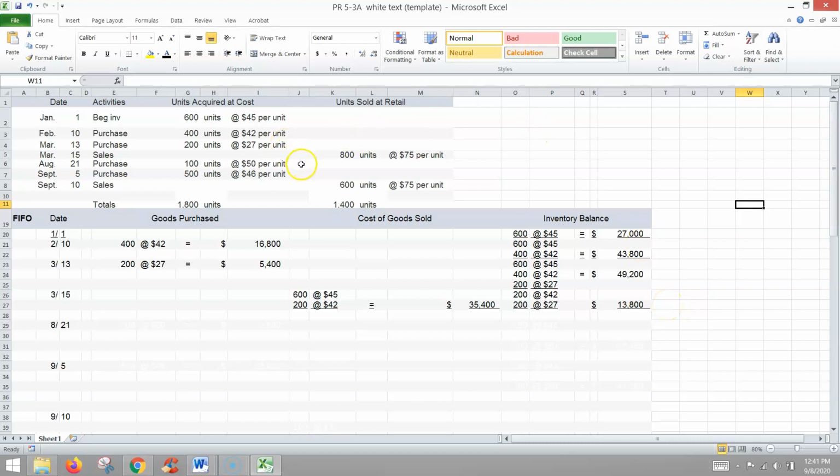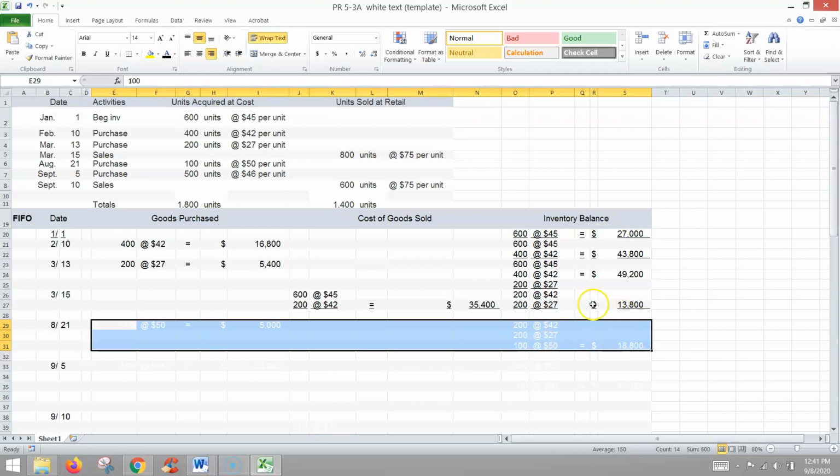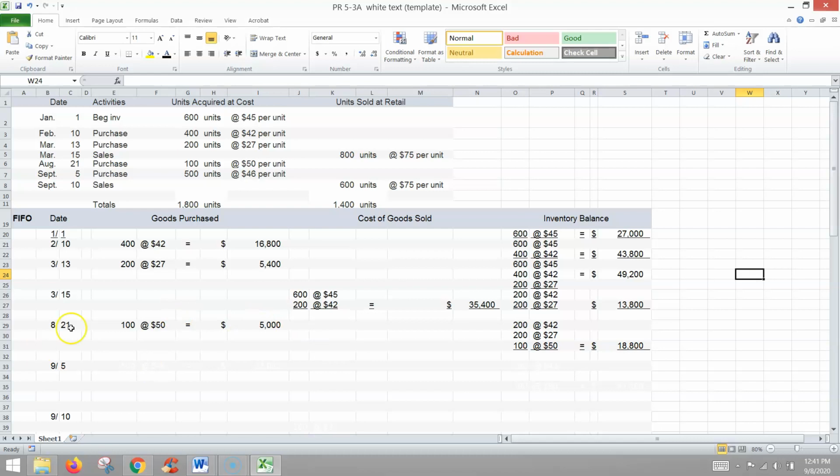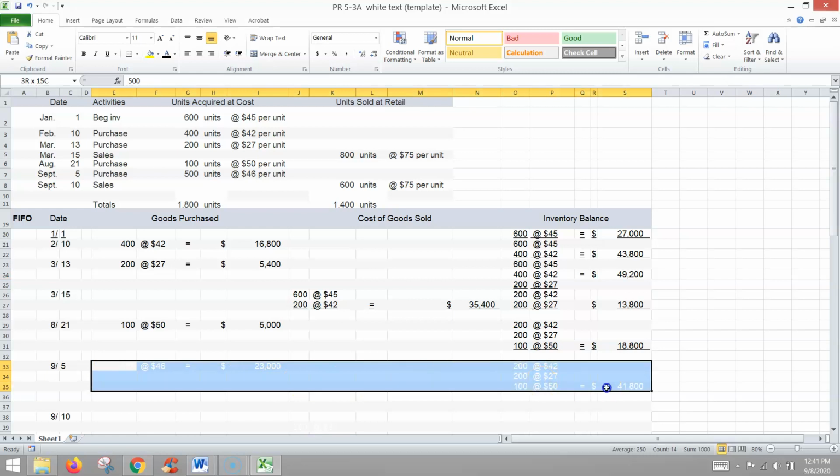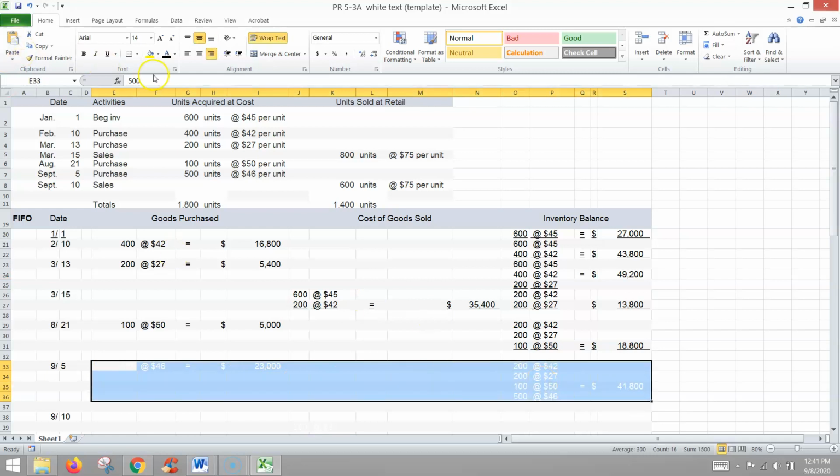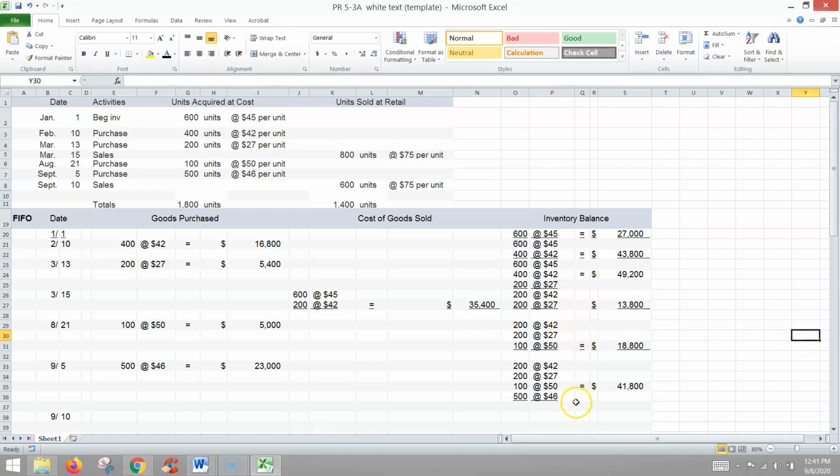On the 21st and the September 5th, we're going to make purchases. So we're going to add those two to our purchase columns, and then we're going to add another costing layer. We're going to do the same thing on the 5th. So now we have 4 costing layers. So we started off with these two, then we added 100 units at $50, and then we added 500 units at $46. So we have a total of 1,000 units, but at 4 different costs, for a total of $41,800.